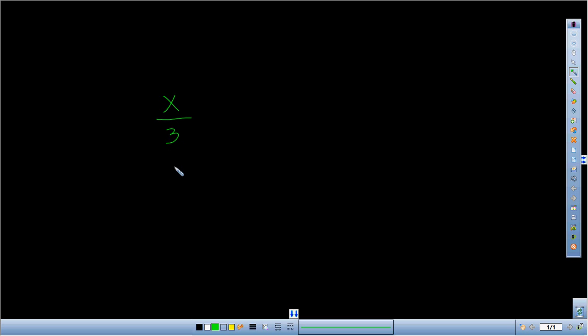Then, after we've divided the x by 3, I'm going to take that value and add 5 to it. So we have x divided by 3 added to 5. And we're going to say that that entire amount is equal to 14.